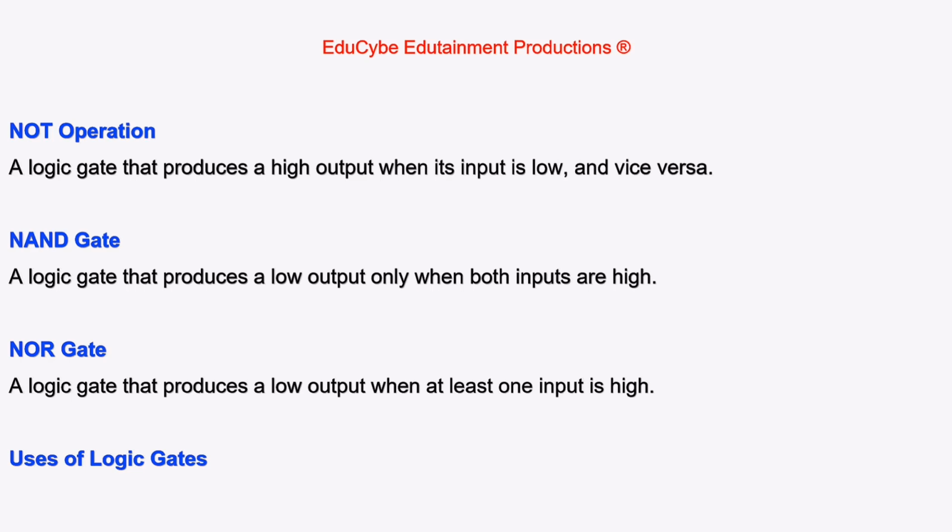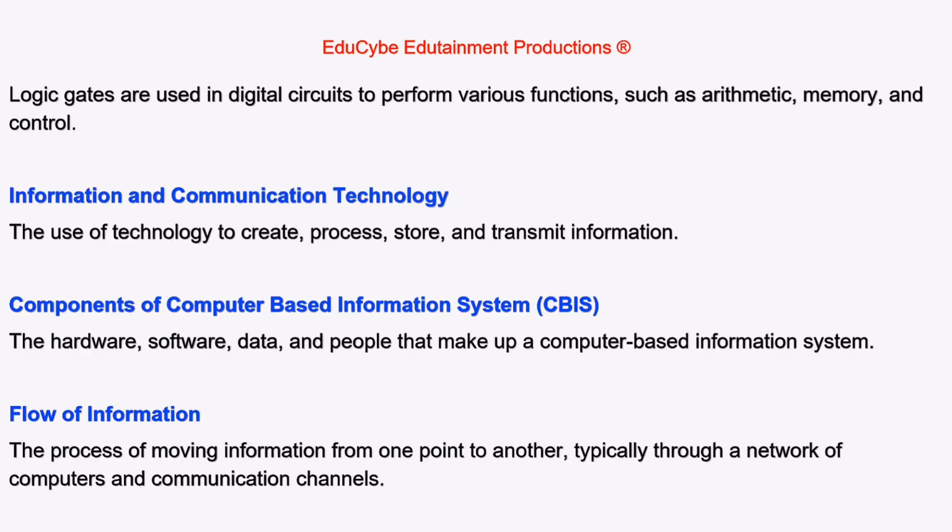NAND gate. A logic gate that produces a low output only when both inputs are high. NOR gate. A logic gate that produces a low output when at least one input is high. Uses of logic gates. Logic gates are used in digital circuits to perform various functions, such as arithmetic, memory, and control.